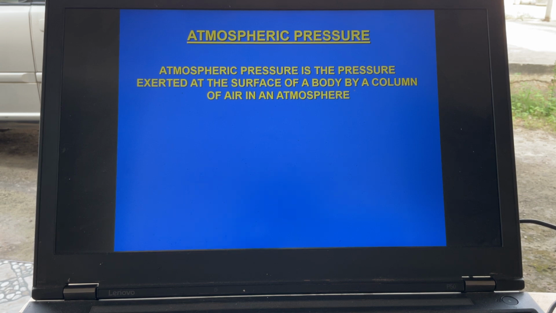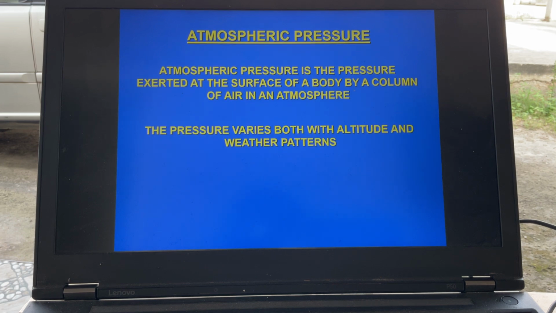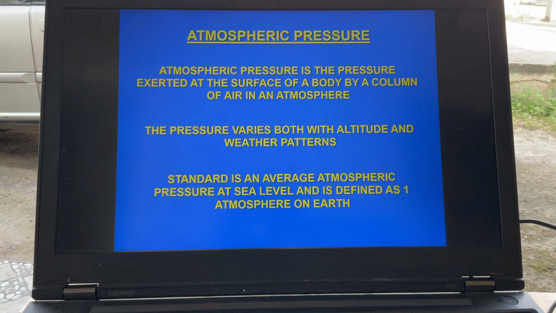Atmospheric pressure is the pressure exerted at the surface of a body by a column of air in an atmosphere. So the pressure varies both with altitude and weather patterns. Now, standard is an average atmospheric pressure at sea level and is defined as 1 atmosphere on Earth. That is why all aircraft readings are taken at sea level so that we can have a uniform standard for aviation.